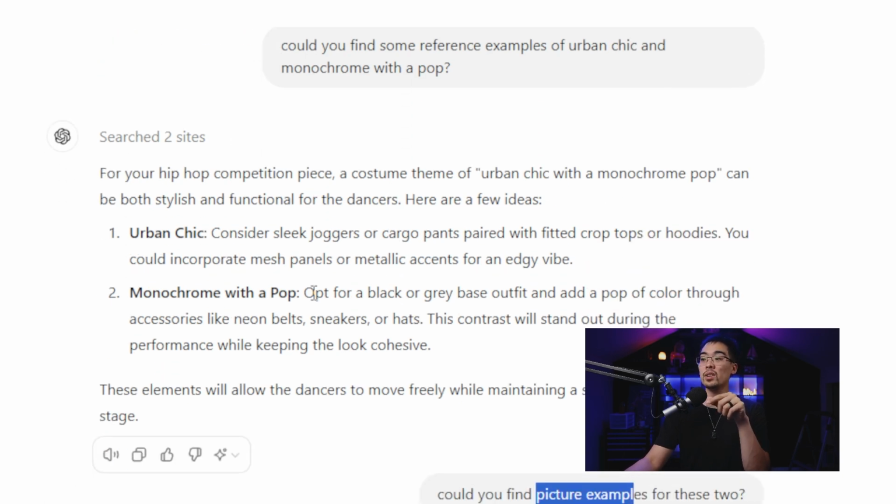But when I said examples, it gave me something a little more specific: joggers, cargo pants, fitted crop tops or hoodies. So that's where I got the idea for my more specific example later on. I decided to go with a cropped hoodie, and then I found some jeans I liked on a catalog that I liked as well.